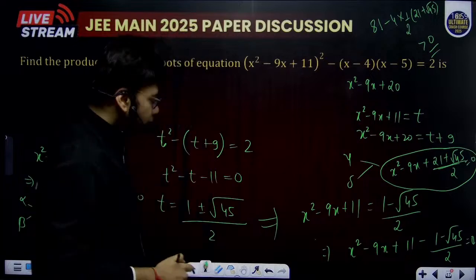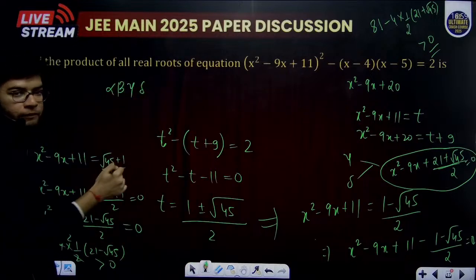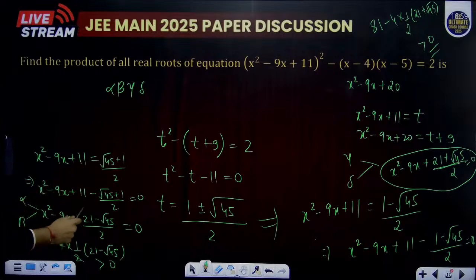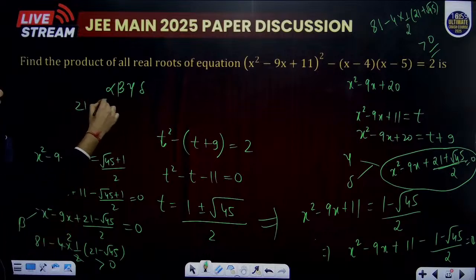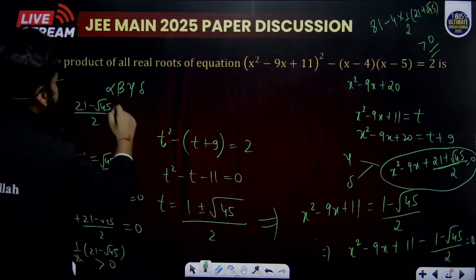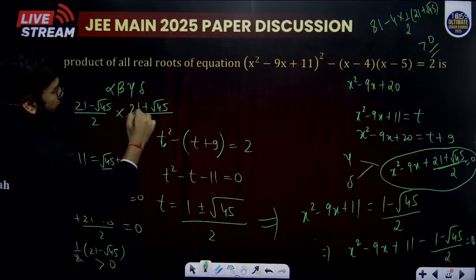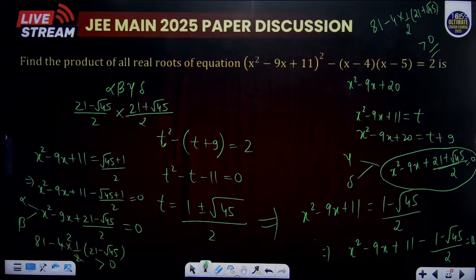So what will be the product of roots? Alpha, beta, gamma and delta. So the value of alpha beta is coming out as (21 minus root 45) by 2, that is C by A. The value of gamma delta is coming out as (21 plus root 45) upon 2. Simply multiply and solve, you will get the result.